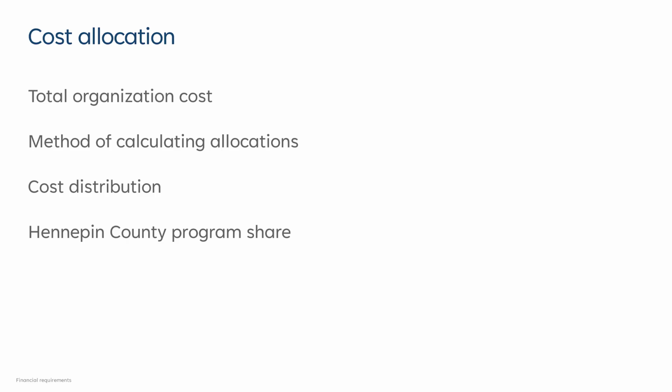It is expected that any allocations that are done are supported with source documentation, including a cost allocation schedule. You can't guess or use budgeted amounts.